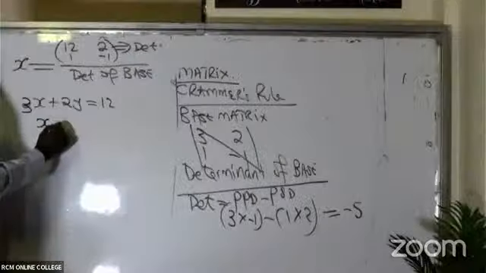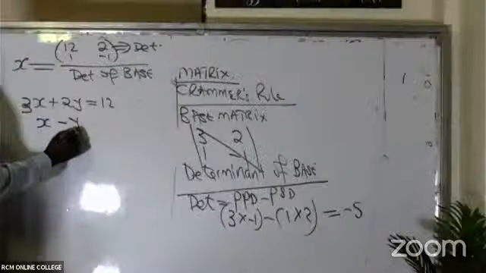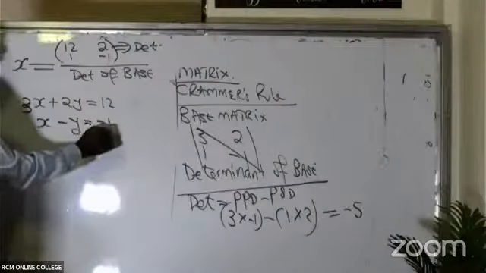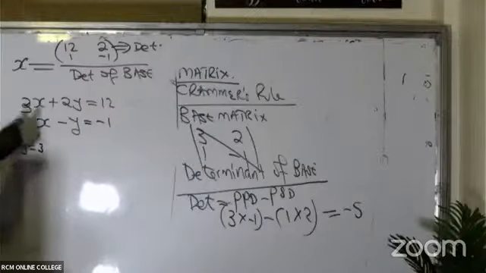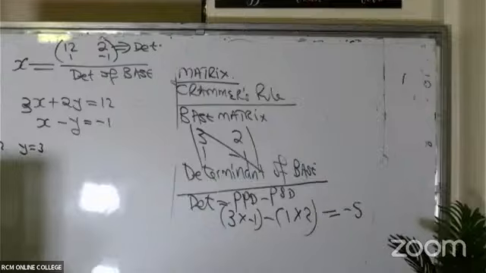Is it x plus y or x minus y? No, it was x minus y, which was equal to minus 1, if I'm not wrong. Let me see this. It's good you're bringing these things up. So in this case, we have 6 plus 6, 12, and then 2 minus 3, minus 1. All right, so the determinant of the base, 3, 1, 2, minus 1, that one we are in agreement. That one is minus 5.